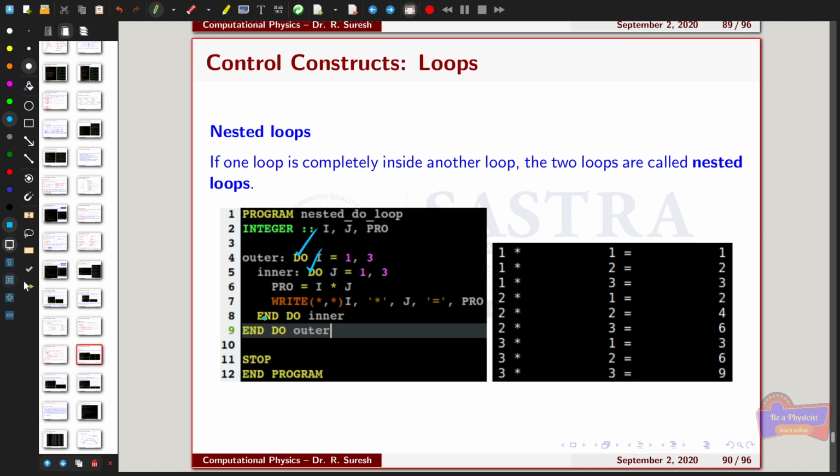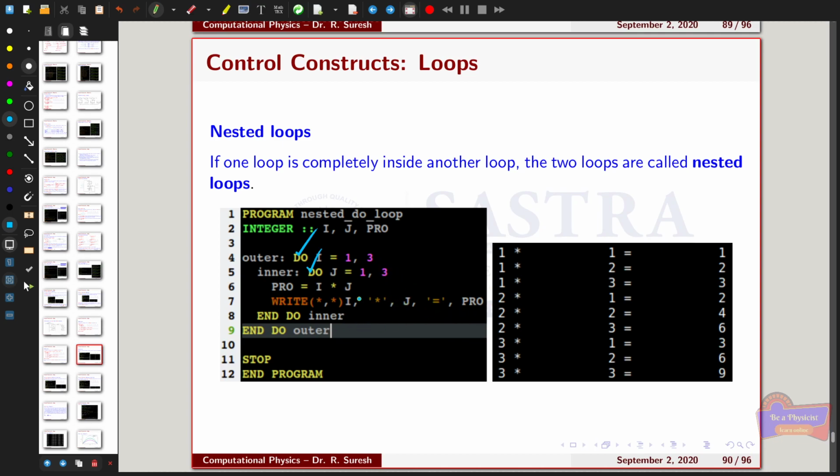In this example, the outer do loop will first assign the value 1 to the index I, and then the inner do loop will be executed. The inner do loop will be executed 3 times with the index variable j equal to 1, 2, 3. When the entire inner j loop has completed, the outer loop is assigned the value 2 for the variable I, and the inner loop is executed again for 3 times. This process repeats until the outer do loop executes the last, third time. Then the corresponding result will be printed here.